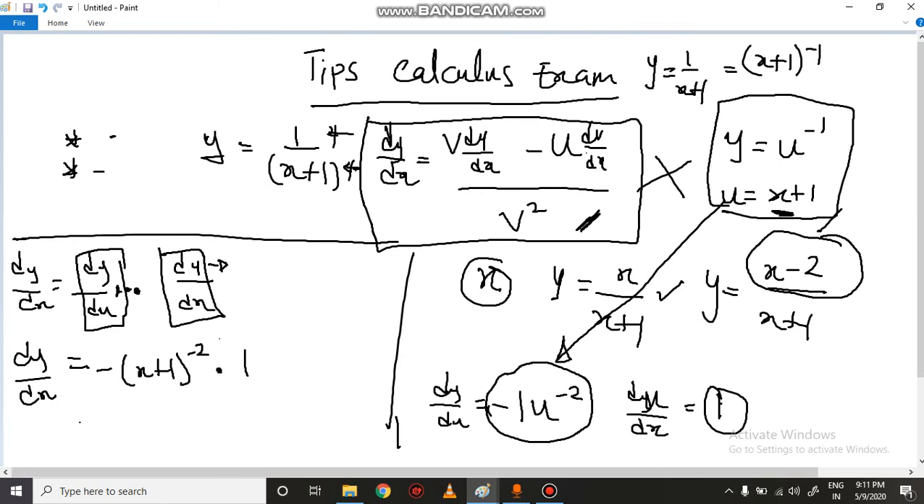So my final answer becomes dy over dx equals minus x plus 1 to the power -2. Writing it in a standard form, it becomes minus 1 over x plus 1 to the power 2. So you need to know this. This is the approach you must use. You have to know how to differentiate between those rules, so as not to be marked down in calculus examination.